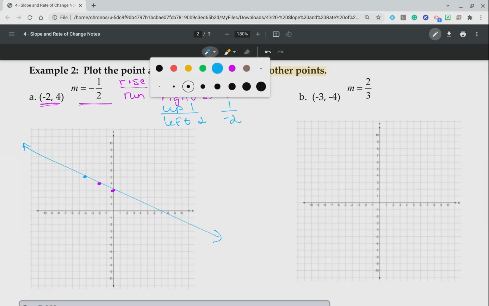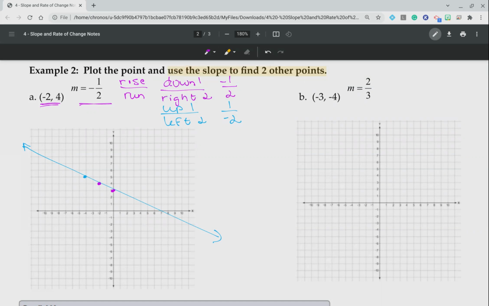All right, let's look at another one. -3, -4. So -3, -4 is going to be right here on my graph. So to plot my first point, remember I have rise over run. Both of these numbers are positive, so I'm going to go up 2, right 3. Those are my 2 positive directions. 1, 2, 3. So there's my second point.